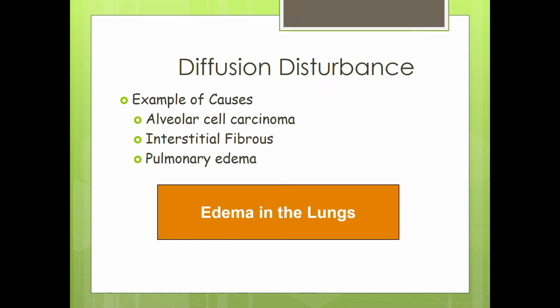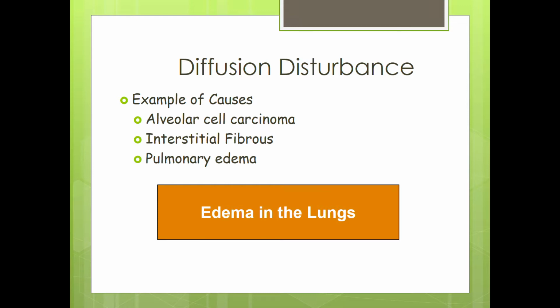So what causes a diffusion disturbance? Basically, anything that can cause thickening within that space, so alveolar cell carcinomas or cancer. Conditions like interstitial fibrosis. So think of fibrosis as something getting really thick and hard and scarred. So we see that interstitial fibrosis in that area of diffusion that thickens between the alveoli and the pulmonary system.